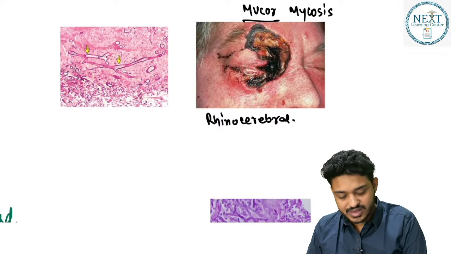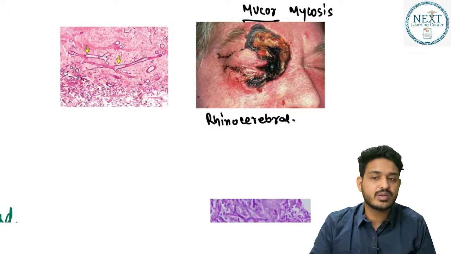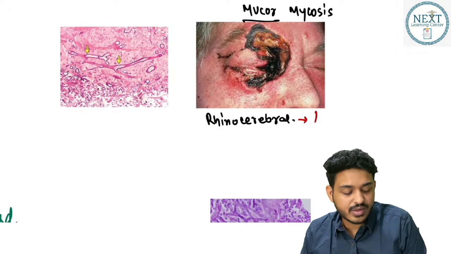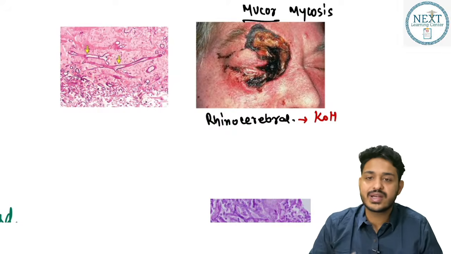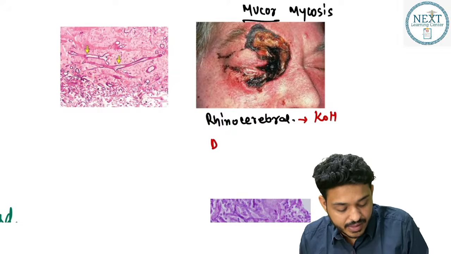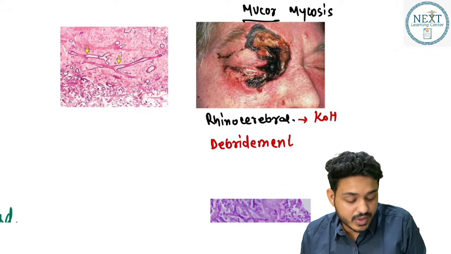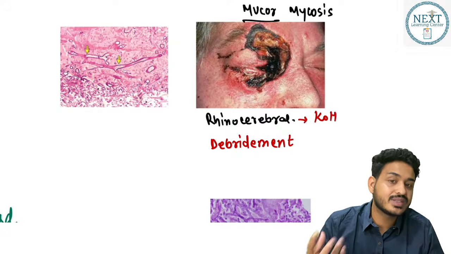For mucormycosis, what you need to remember, you are going to take out the sample. When you are going to put the sample on the KOH mount, you are going to take out the sample for diagnosis. You will destroy the dead necrotic mass, you will do the debridement. Very important thing is debridement is very important. Even before giving the drug of choice, you need to do surgical debridement.